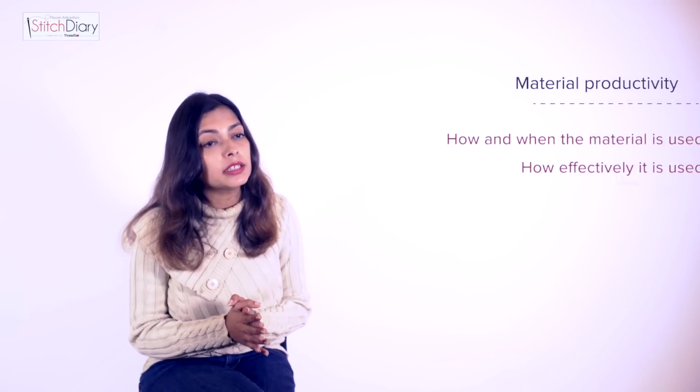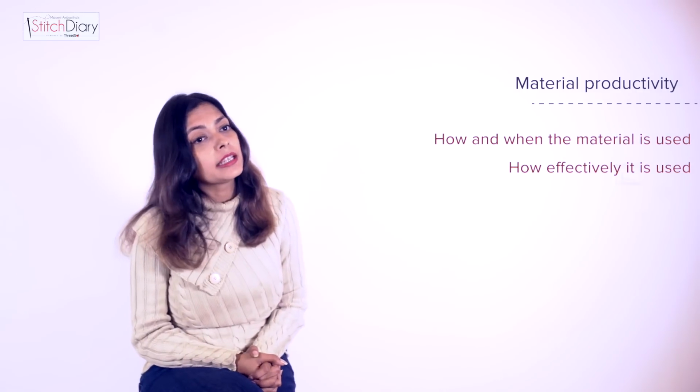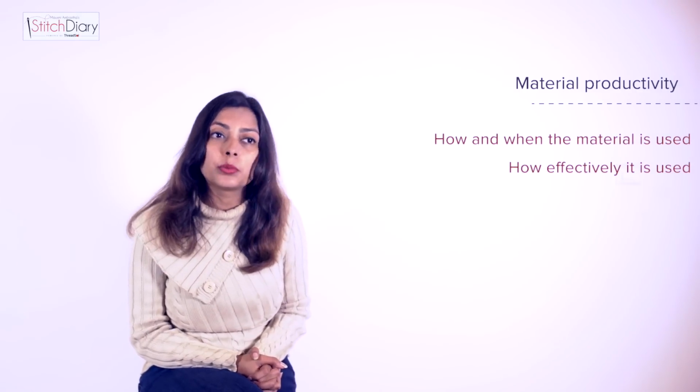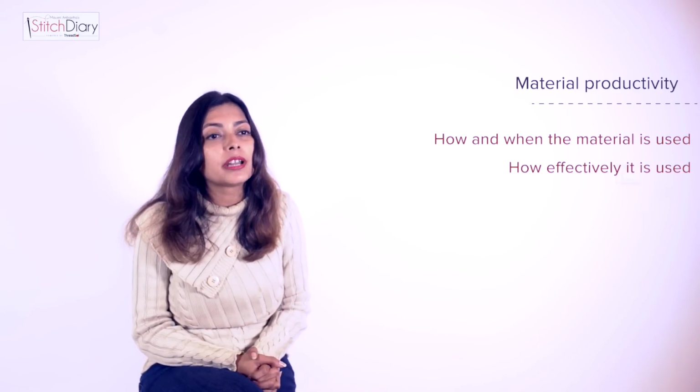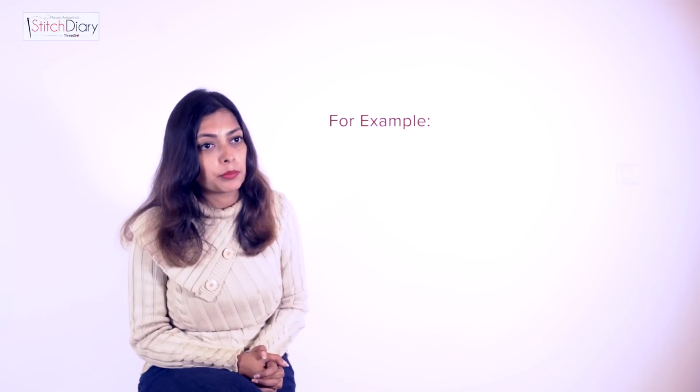The first metric we are going to talk about is material productivity. Material productivity is defined as output per unit of material used. Essentially, it focuses on effective utilization of material in the factory. If a fabric roll is left at the end of the order, it's a complete waste. It is only going to be sold at a much cheaper rate. Let us understand material productivity with a very simple example.